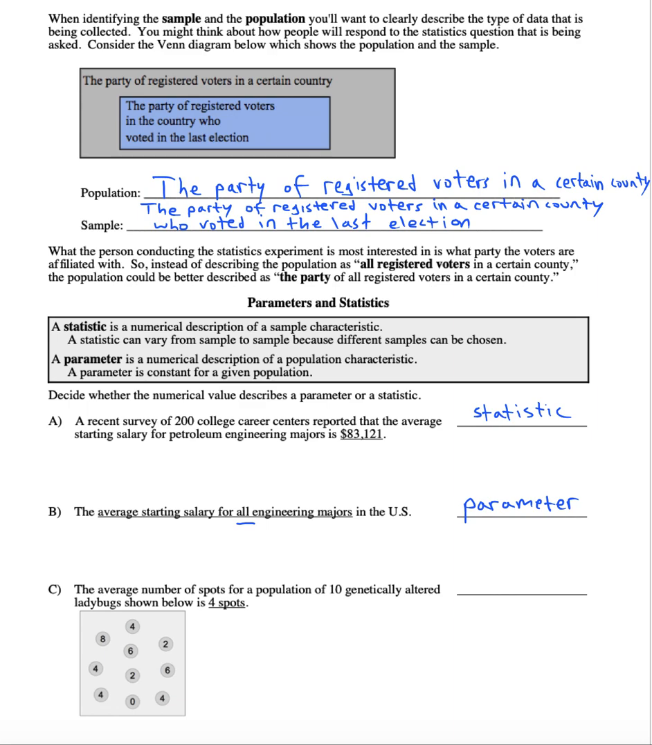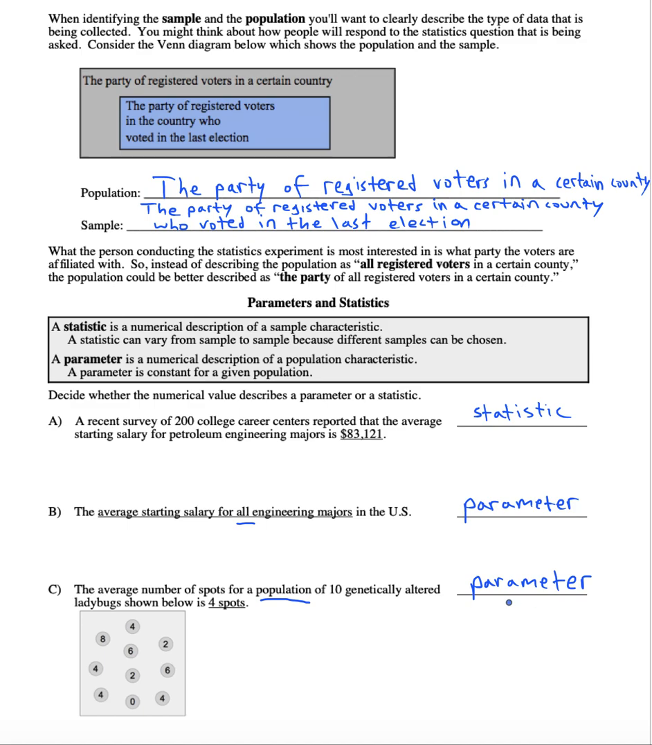How about C? The average number of spots for a population of 10 genetically altered ladybugs is 4 spots, and the ladybugs are shown below. Would this be a statistic or a parameter? Since it's about a population, that's one of the words to look for here. This would be a parameter.